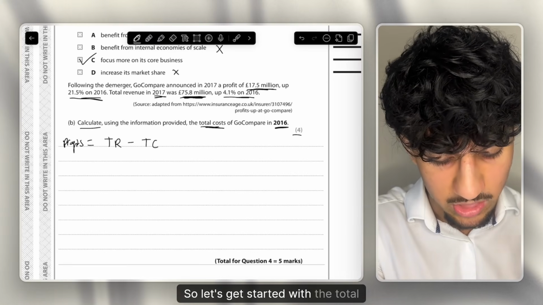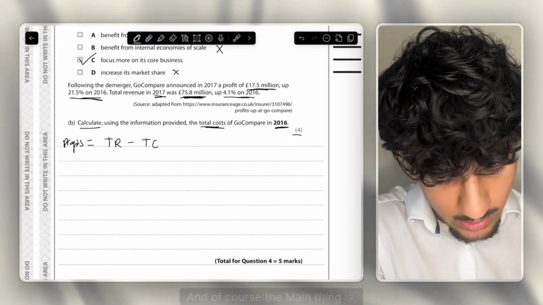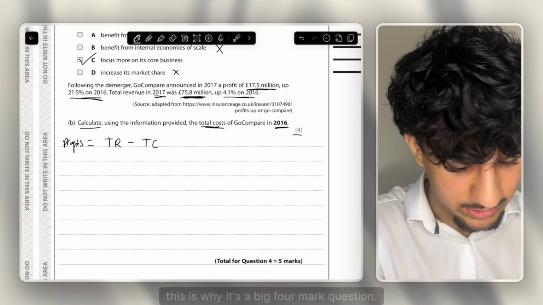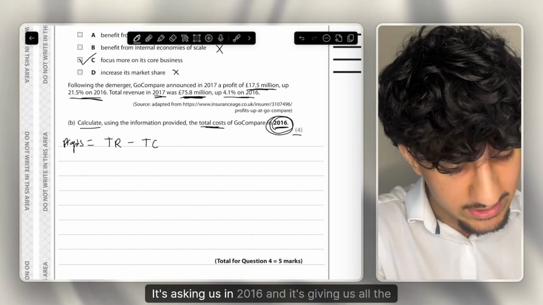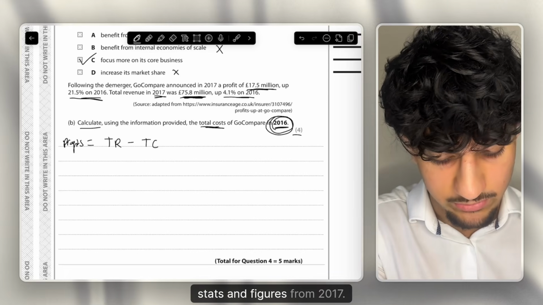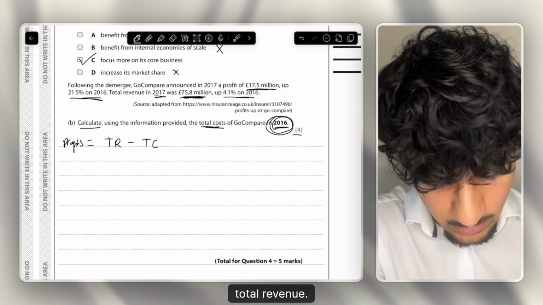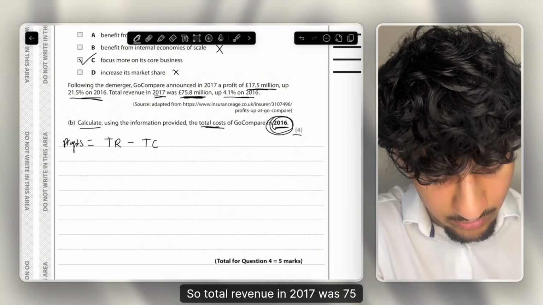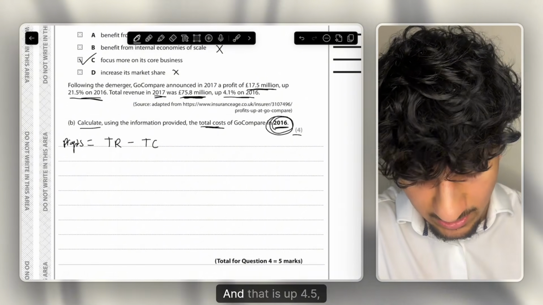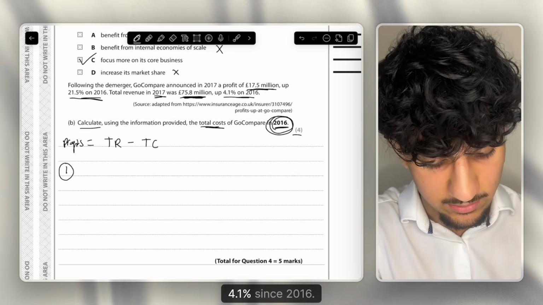So let's get started with the total revenue. And of course, the main thing, and this is why it's a big 4-mark question, is that it's asking us for 2016, and it's giving us all the stats and figures from 2017. So let's start with the total revenue. Total revenue in 2017 was 75.8 million, and that is up 4.1% since 2016.